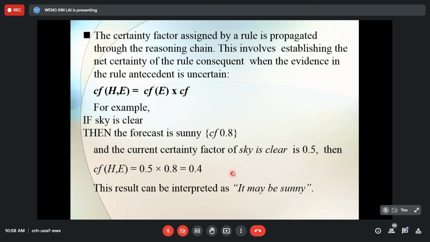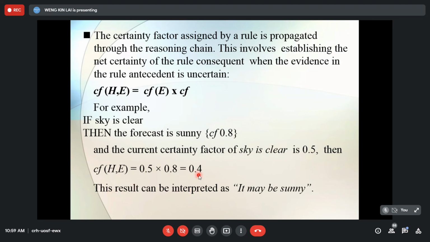So the sky is clear is 0.5, that's the evidence. And then your CF from this, the CF here refers to the certainty factor of your knowledge from that rule, right? So you multiply the two together. So the certainty factor of the sky is clear, which is your evidence, is 0.5 multiplied by 0.8. So then it comes back to be 0.4.